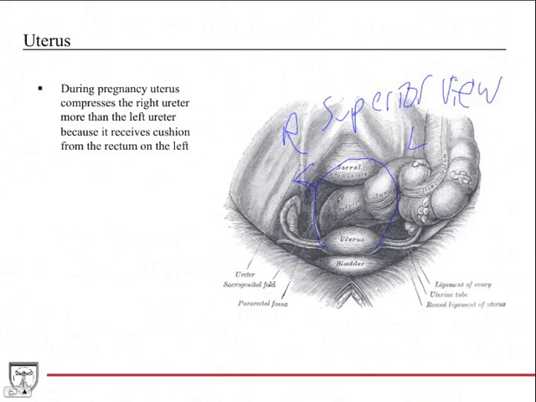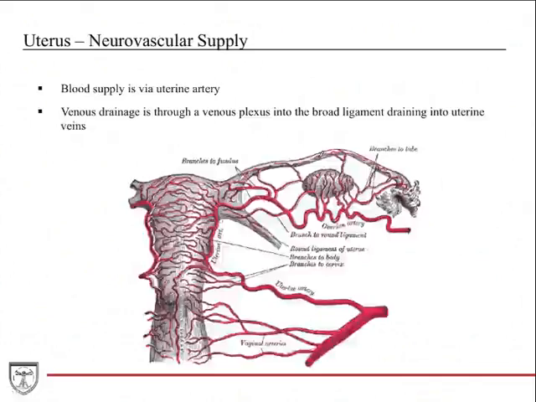Now, why is that? It's because the rectum here provides a cushion for the ureter, so it's protecting the ureter from compression. And so on this side, there's no GI tract or any other structure to help protect the ureter from compression by the enlarged uterus during pregnancy. So that's why the right ureter is more at risk for compression during pregnancy.